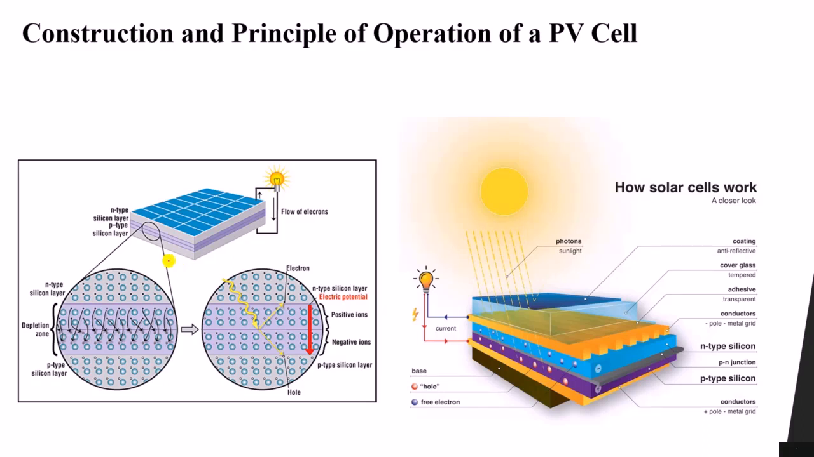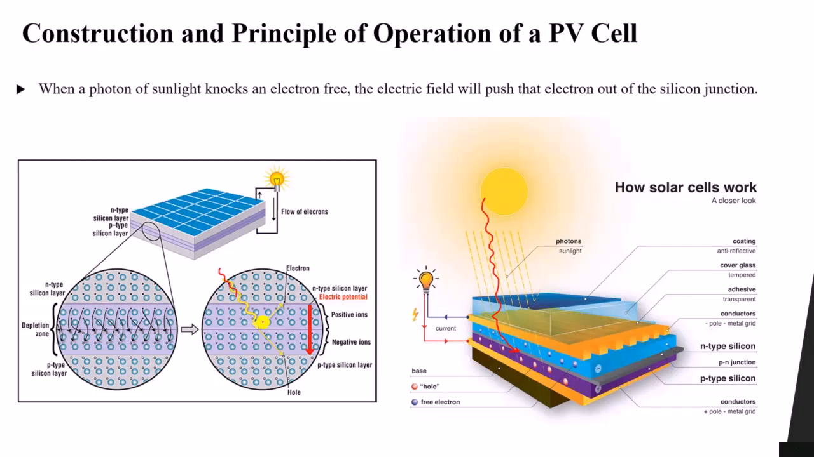Now you will find what will happen when light falls on this region, on the depletion region. The electrons will have enough energy. When a photon of sunlight knocks an electron free, it gives it enough energy to leave the atom. The electric field itself will then push that electron out of the silicon junction.